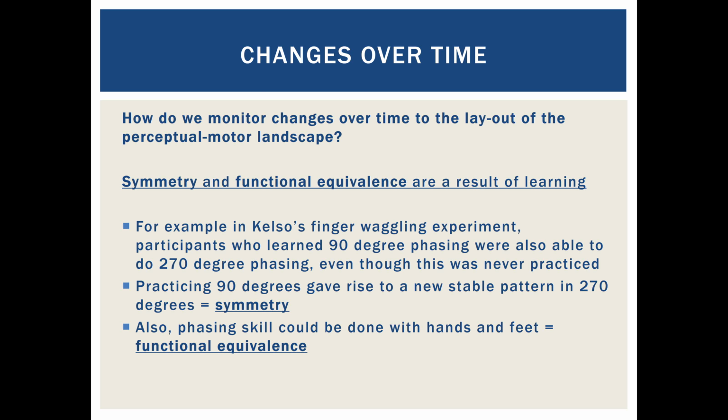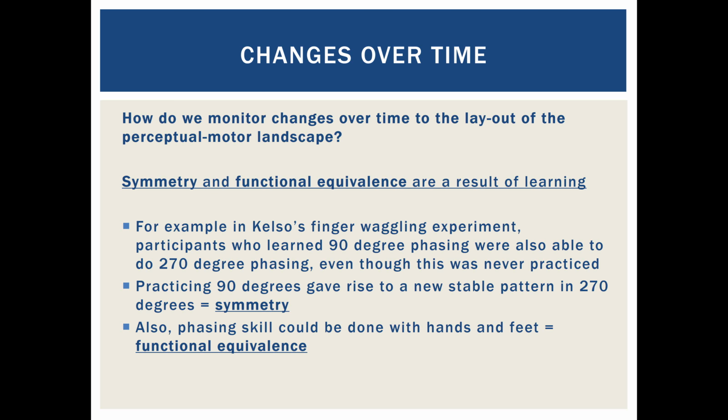The second one, functional equivalence, is that the phasing skill, the 90-degree and 270-degree phasing, that those participants learned over time, could not only be done with the fingers, but also with the hands, the arms, the legs, and so on. That's called functional equivalence, and in motor control and learning, we've talked about it as a transfer of learning.